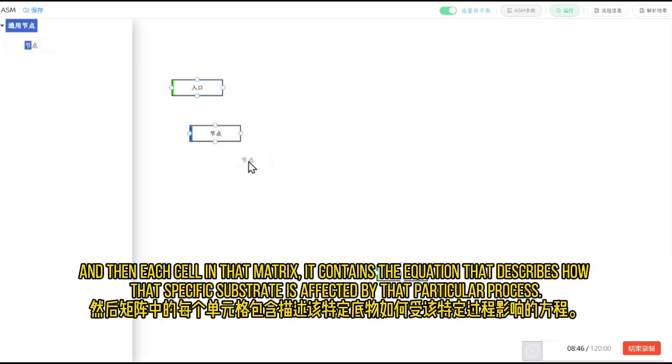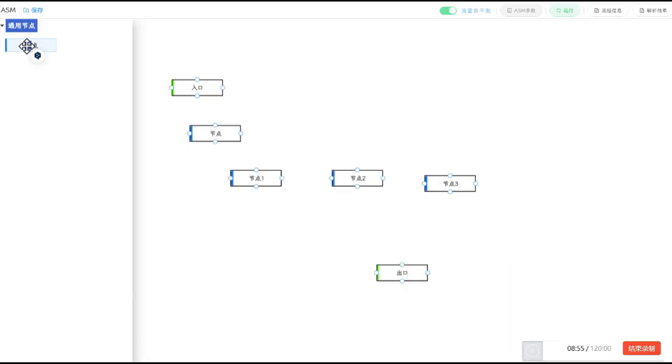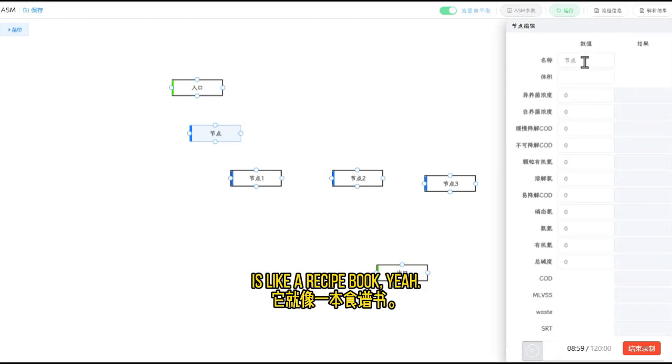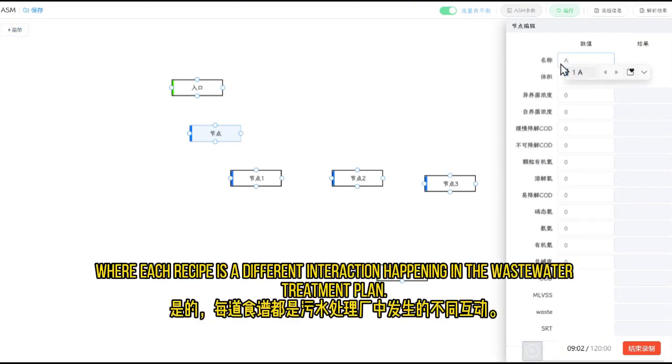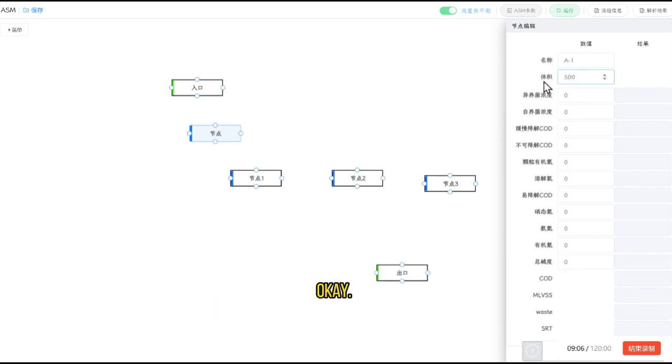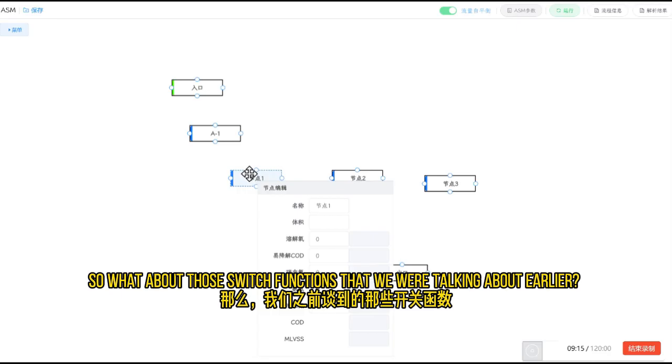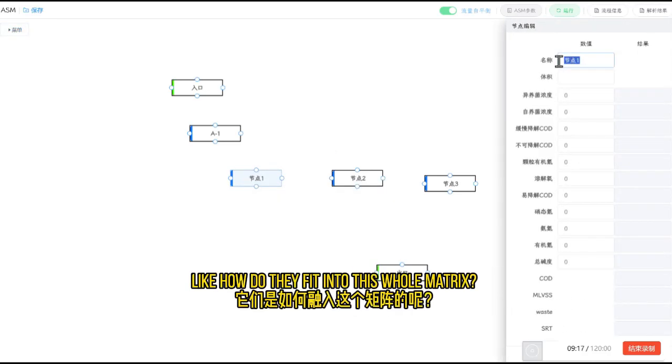Each cell in that matrix contains the equation that describes how that specific substrate is affected by that particular process. So it's like a giant recipe book, where each recipe is a different interaction happening in the wastewater treatment plant. Exactly. By using this matrix, ASM1 lets us track the fate of each of those substrates as it moves through the system. So what about those switch functions we were talking about earlier? How do they fit into this whole matrix?